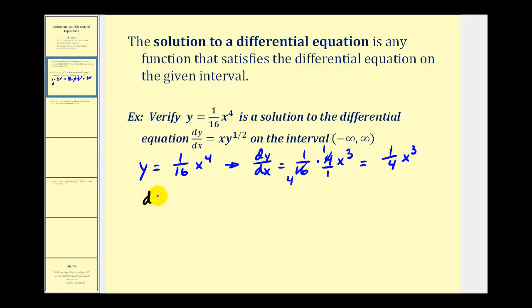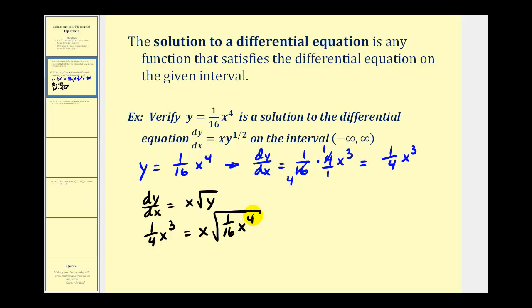To verify that dy/dx equals x times y to the 1/2, which I'm going to write as the square root of y, now we'll perform substitution here for dy/dx and perform substitution here for y. So we're going to have 1/4 x to the third equals x times the square root of 1/16 x to the fourth.